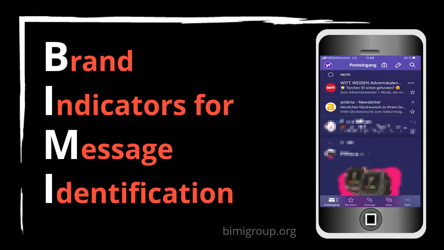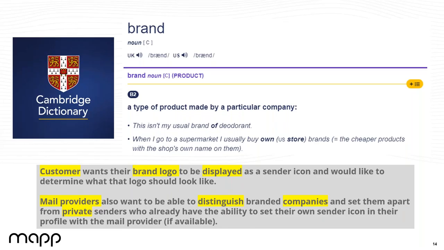And now the same for BIMI. Brand Indicators for Message Identification, as I mentioned, is a trust feature. And we see two nice examples on the right side. What a brand is, probably everybody knows about that. The brand is your company. The brand has a logo, and you want to have it displayed.